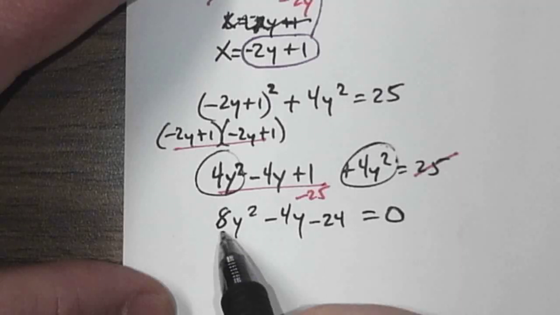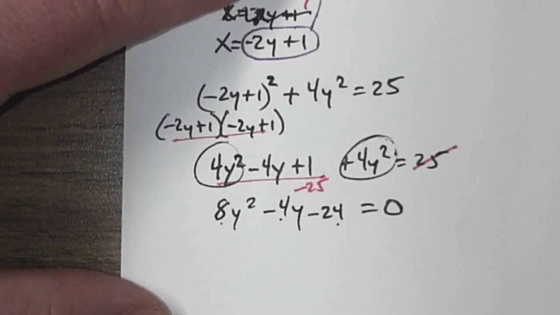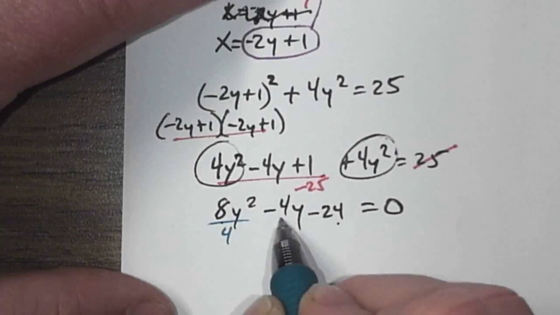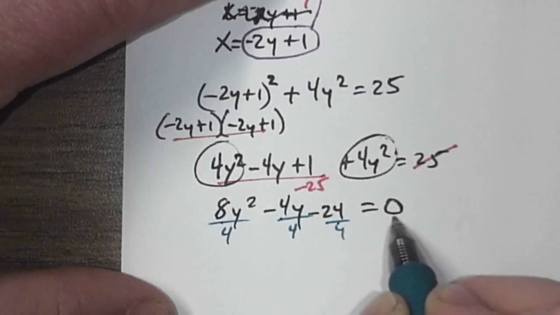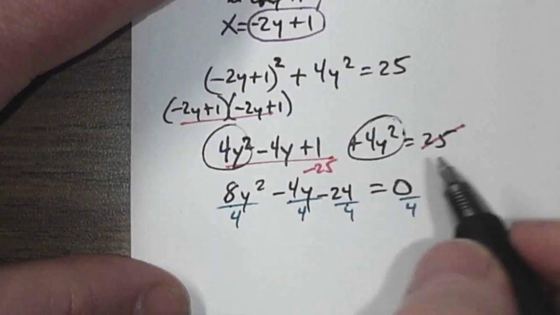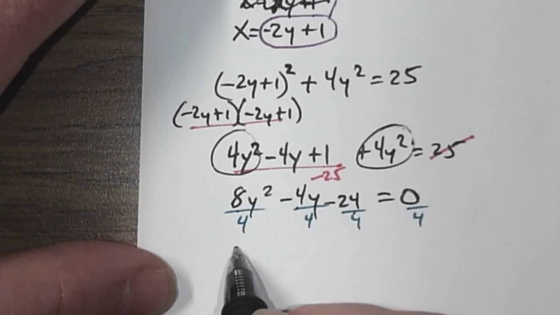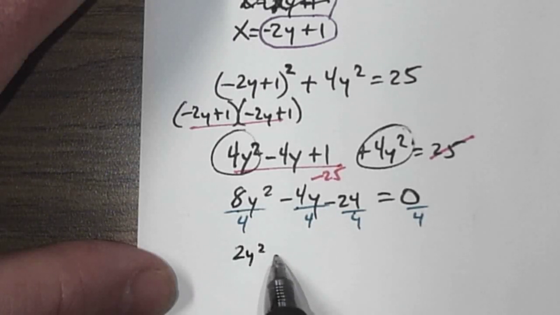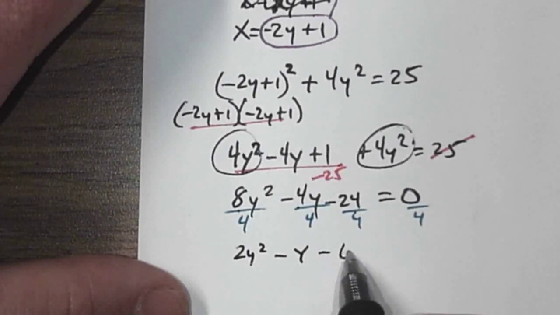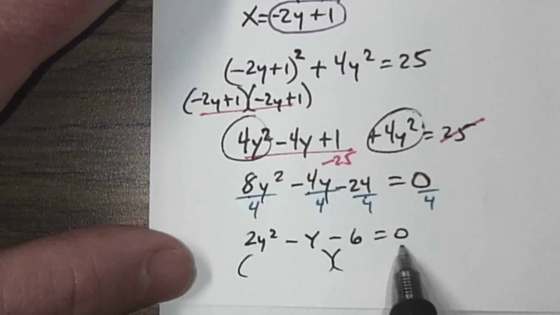Now with this I'm going to reduce. I noticed that 8, 4, and 24, I can take out a greatest common factor. So 4 goes in all those. I'm going to divide everything by 4, including the 0. 4 goes into everything. It'll shrink up my problem. I'll be able to do it a little bit simpler. So now I got 2y squared minus 1y minus 6 equals 0. And we're going to factor that.